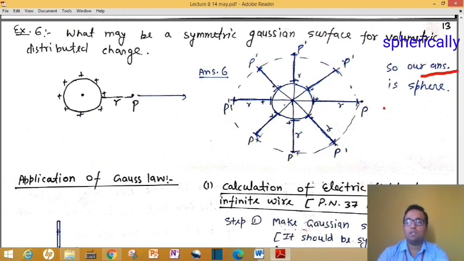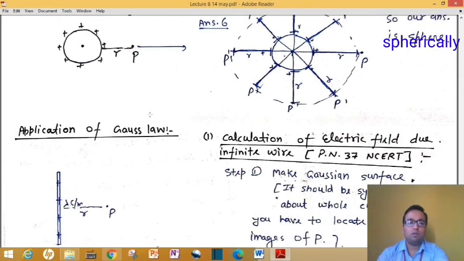So our answer is a sphere. This is all for today, and in the next lecture we will complete this.